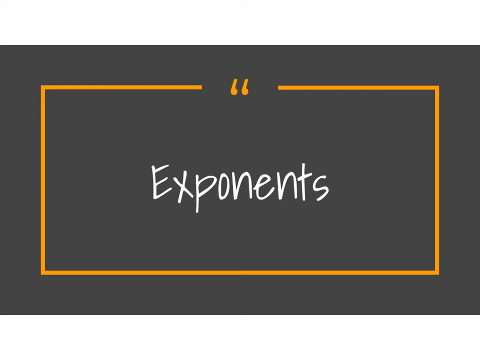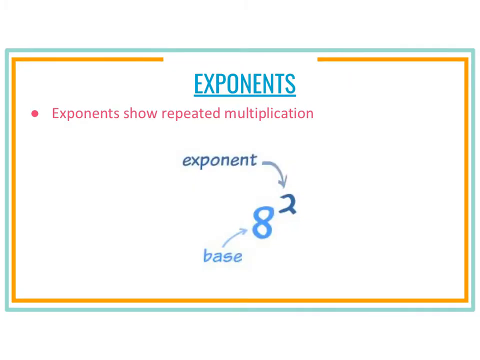Today we are learning about exponents and how to write our prime factorization answers in exponential form. Exponents show repeated multiplication. Below is an example of an exponent. Every exponent has a base number attached to it. In this example, 8 is our base number, and the 2 is the exponent.